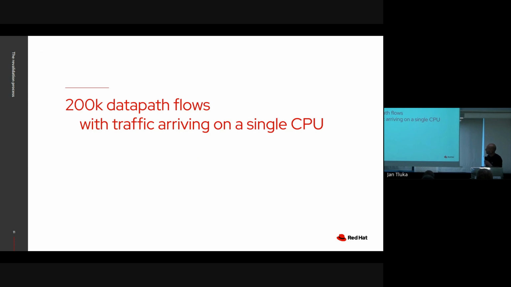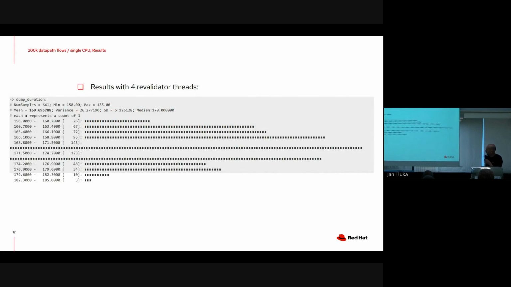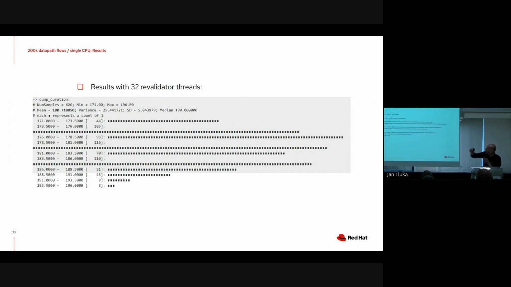Sorry. So for the 200K datapath flows with traffic arriving from a single CPU, here you see some of the results, and I think the only really interesting part here is the average time it takes. So it takes about 170 milliseconds to process all the 200K flows when having 4 revalidator threads. Doing this for 32 threads, you see the time actually increases rather than decreases. So that's an interesting point here.